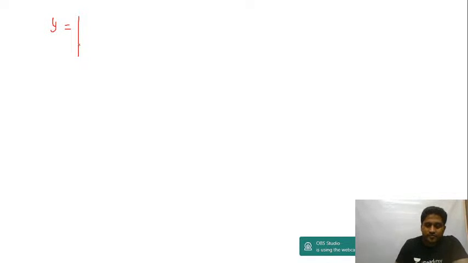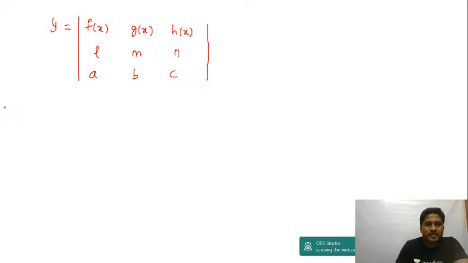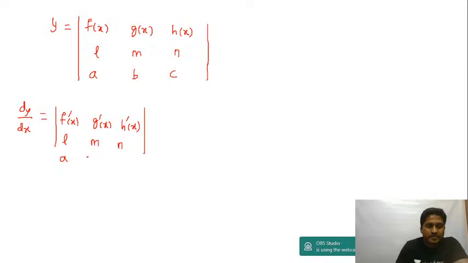Y is equal to the determinant whose first row is f(x), g(x) and h(x), second row is l, m, n, and last row is a, b, c. Now let us differentiate. dy by dx is equal to the determinant of: differentiate the first row, you get f dash of x, g dash of x, h dash of x. Keep the second row and last row as it is. Second row is l, m, n. Third row is a, b, c.